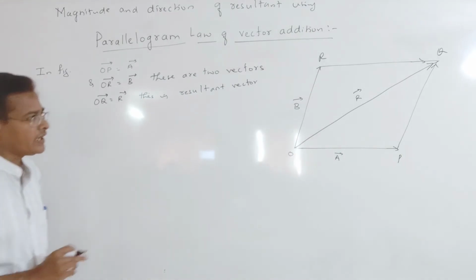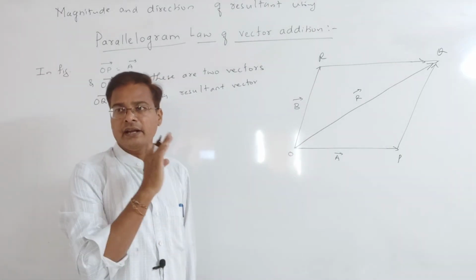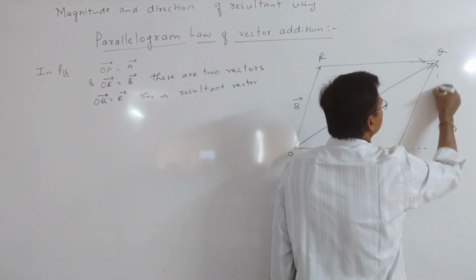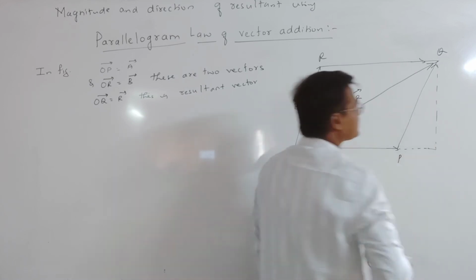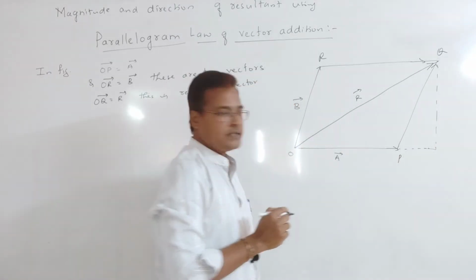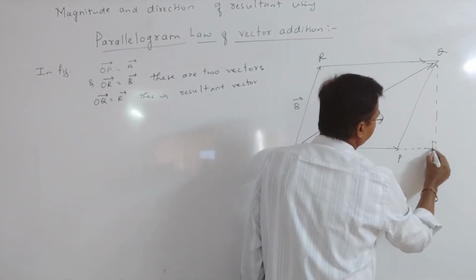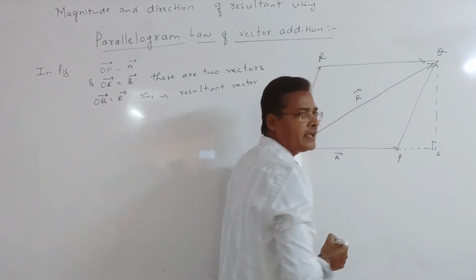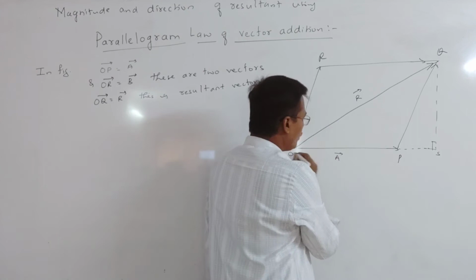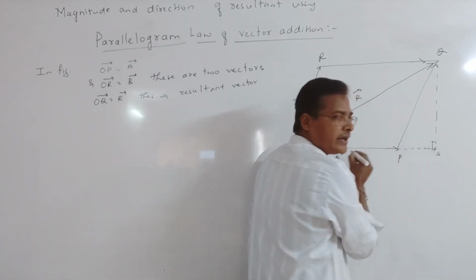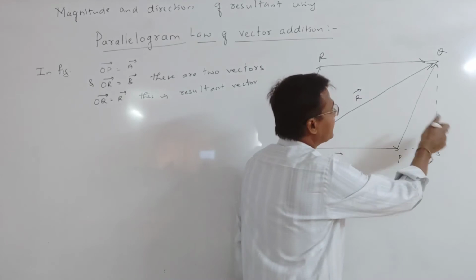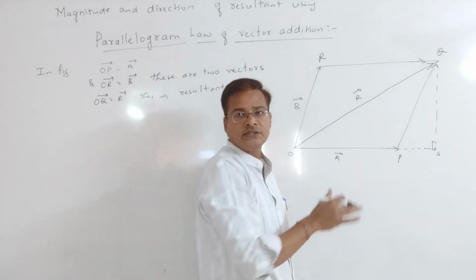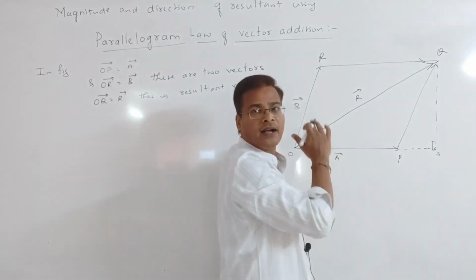So now we are considering one right angle triangle. We are extending this one to construct the right angle triangle. This angle is 90 degrees. This point I will call S. OP is extended up to S, and then Q and S are joined. So here we get one right angle triangle.